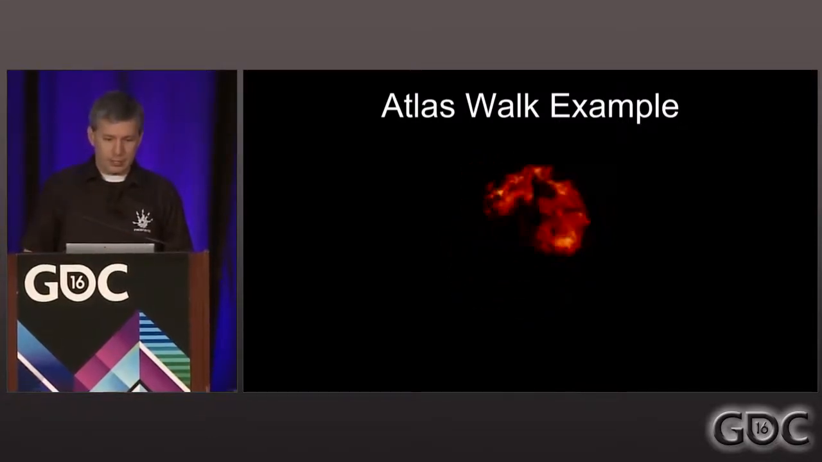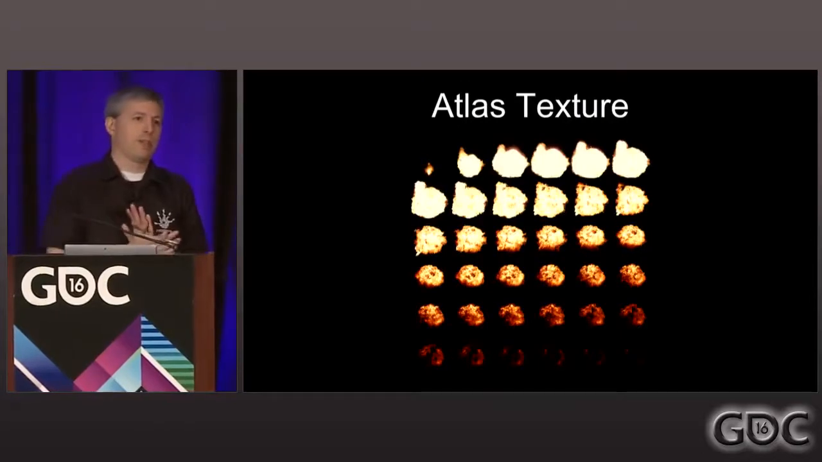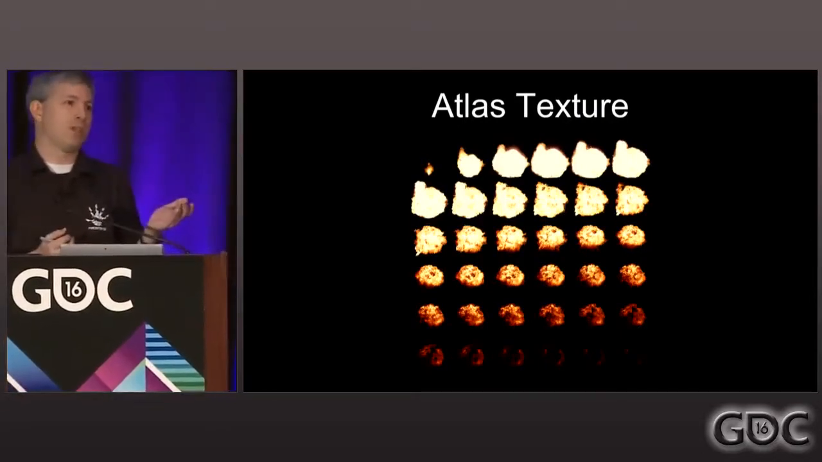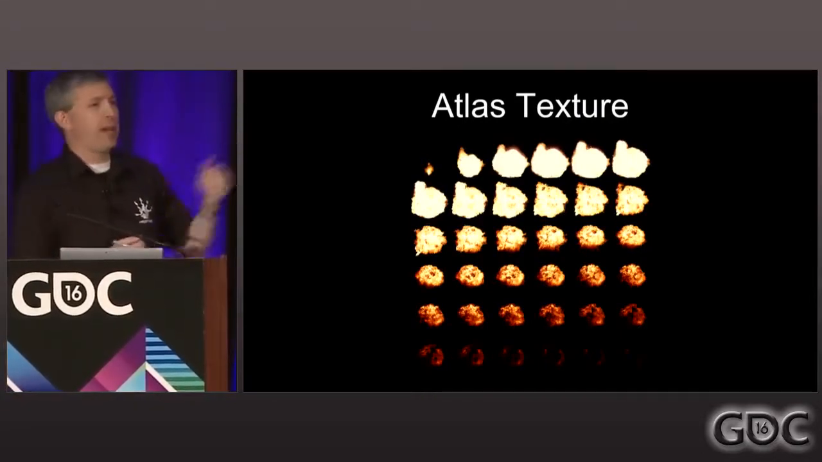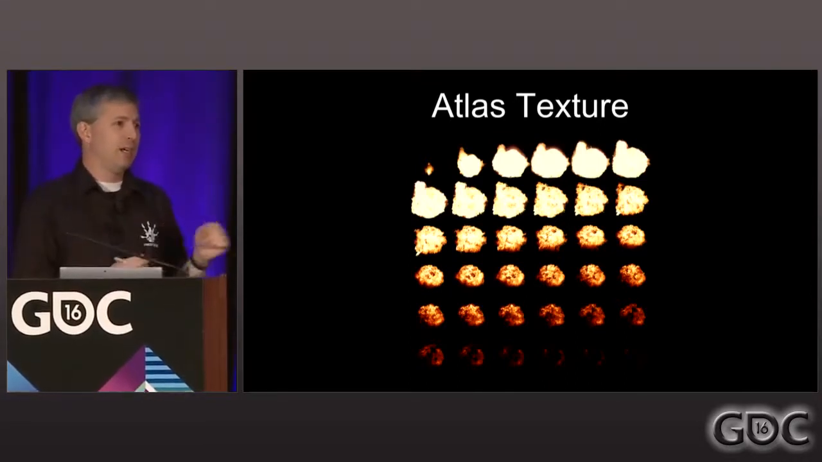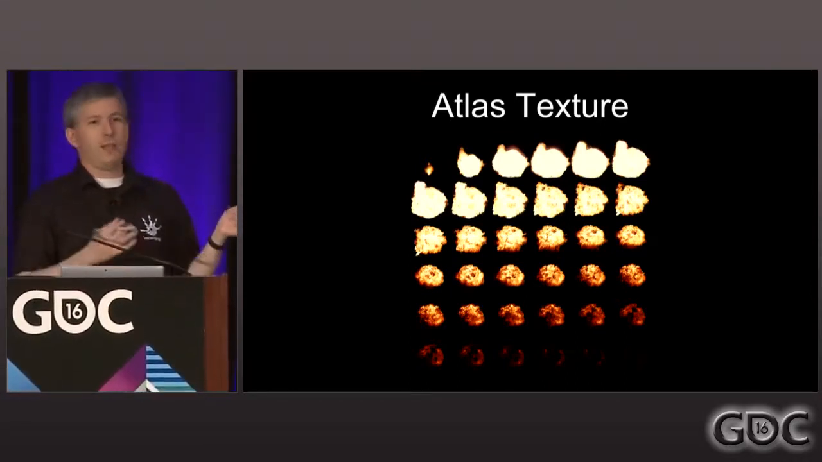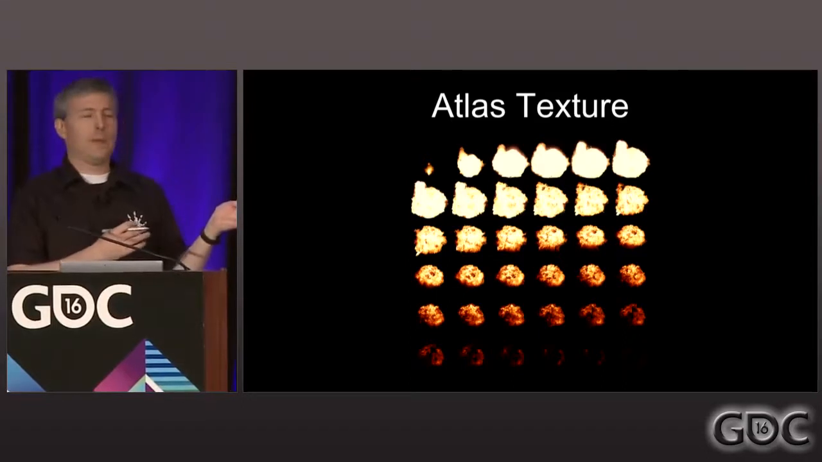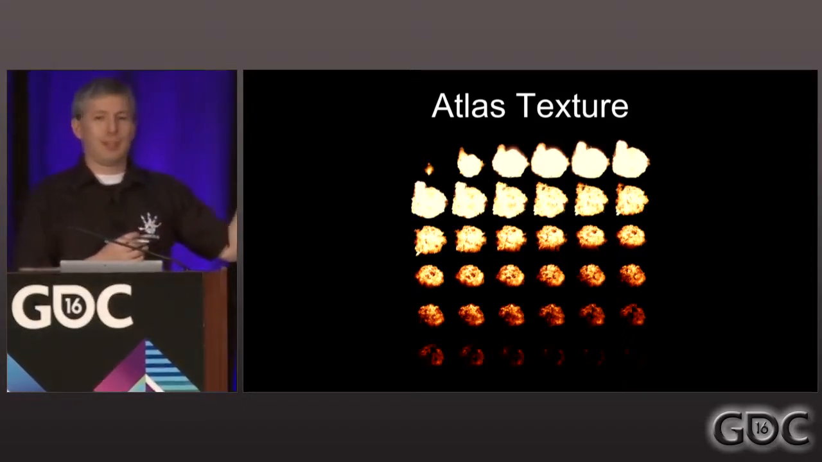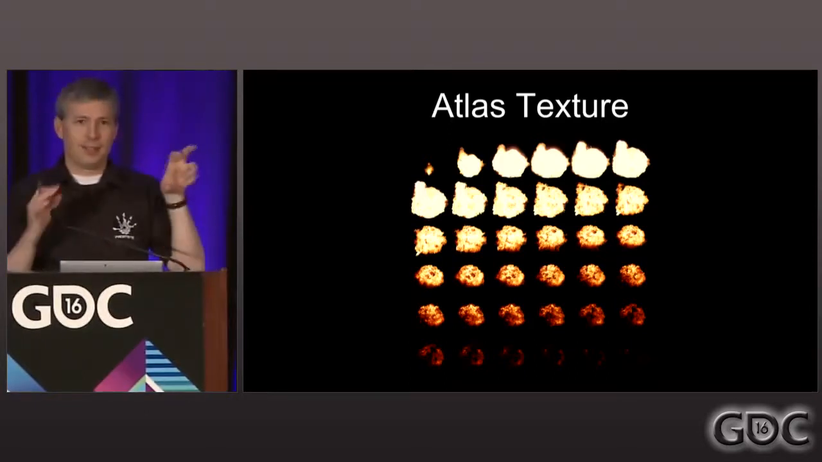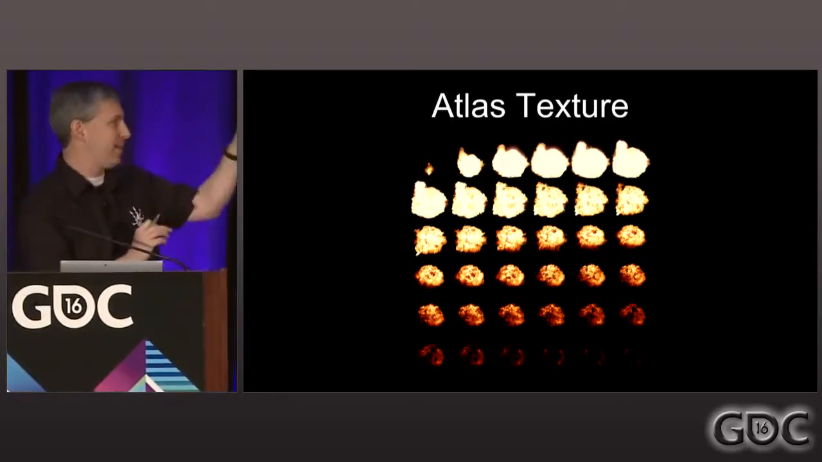Basically, what we do to start with is we take every frame of the explosion and we put them into an Atlas texture like this. And usually, if you end up making a lot of these, you make a Photoshop action that builds it for you, because it's kind of a pain in the neck to scale all the frames and fit them into the Atlas texture.